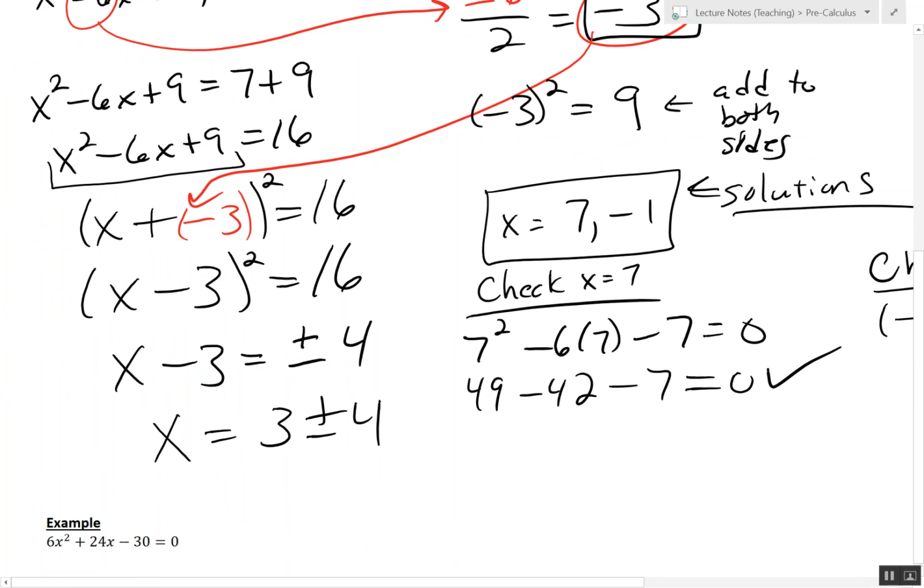Alright, so let's try a harder example. So this will be 6x squared plus 24x minus 30 equal to 0. So first thing again, we're going to group the x's on one side of the equation and the constant on the other side of the equation.